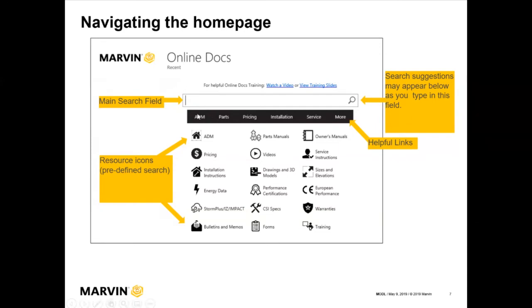Then we have this bar here, and there's different things across the menu bar. There's the ADM. These are different resources. That's the architectural detail manual, the parts manual, pricing guidelines, installation instructions, service, and then more is just more. There are helpful links in there so you can click on more things. And then each of these little badges, these are resource icons and they're predefined searches. So if you were to click on parts manuals, it would open up only parts manuals. You're not going to have to search through all the ADMs or the bulletins or owner's manuals. You're only going to be looking in that one resource of parts manuals. So that's a major assist for you to narrow things down.